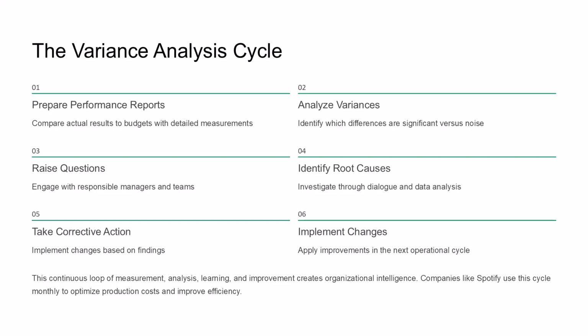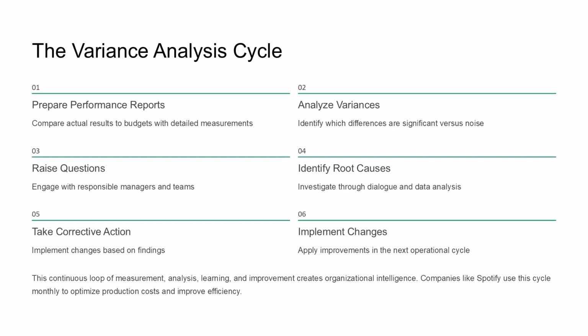First, you prepare performance reports comparing actual results to budgets. Second, you analyze the variances to identify which differences are significant and which are just noise. Third, you raise questions with the people responsible for those areas. Fourth, you identify root causes through investigation and dialogue. Fifth, you take corrective action based on what you learned. And sixth, you implement those changes in the next operational cycle. It's a continuous loop of measurement, analysis, learning, and improvement.